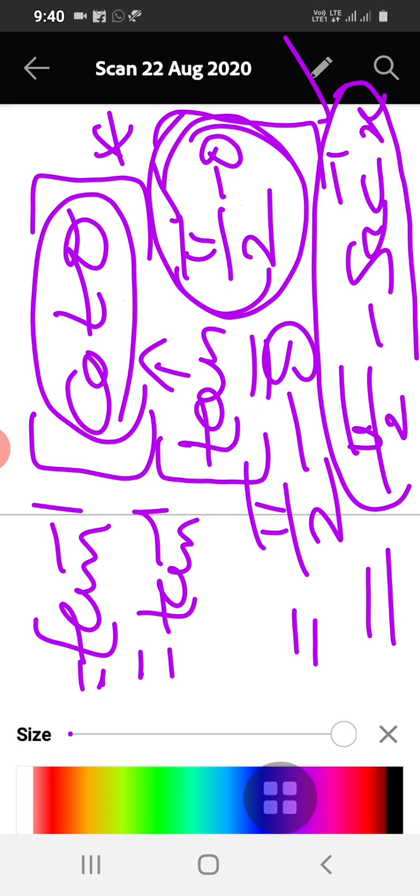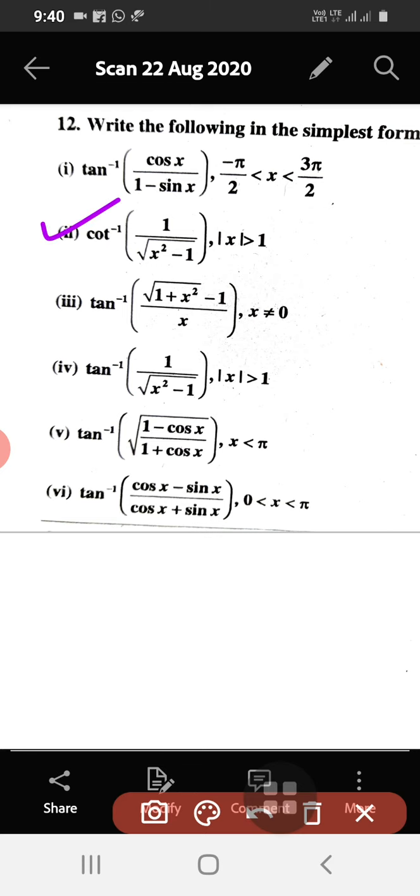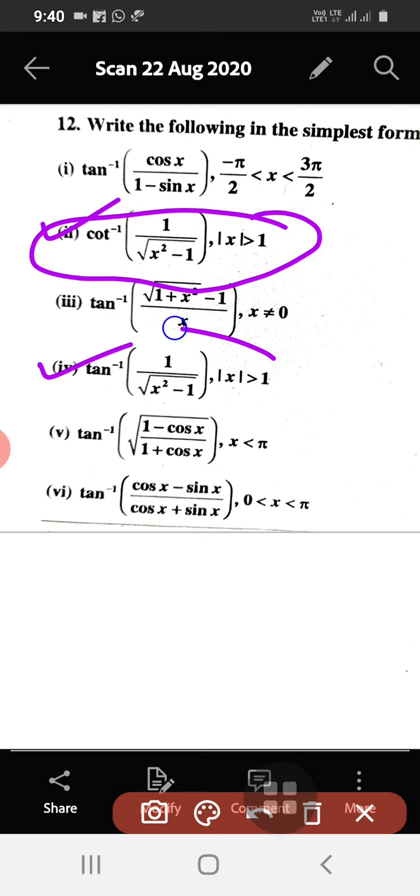So we shall solve the remaining problems in the next video. Now we have solved this one and this one. These two have been solved in this video. So let us consider some more problems in the next video.